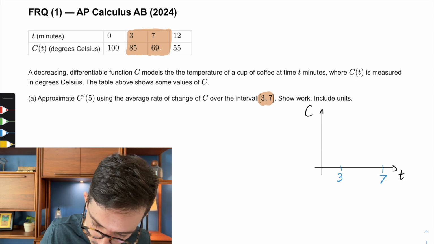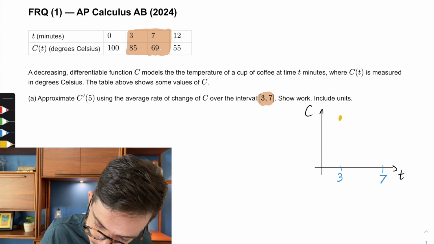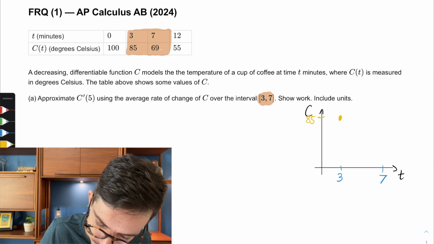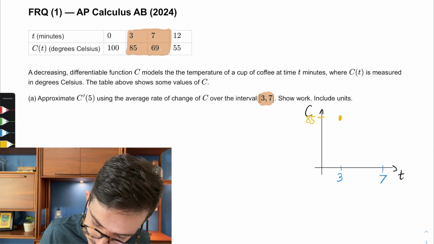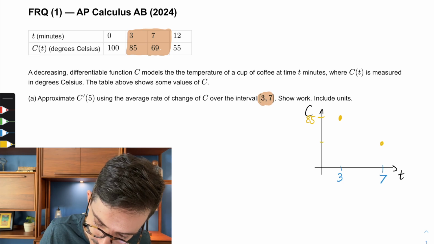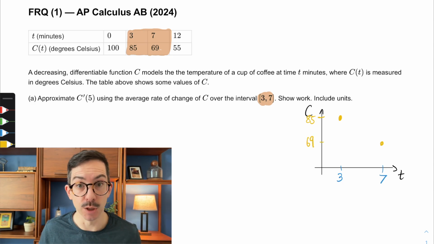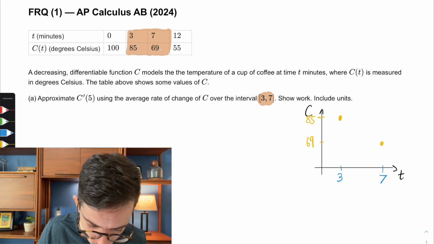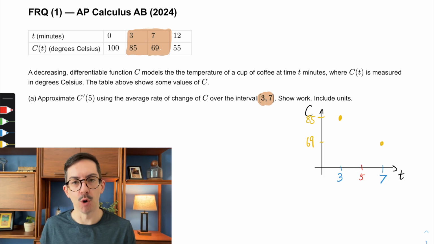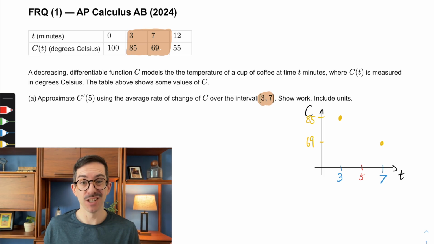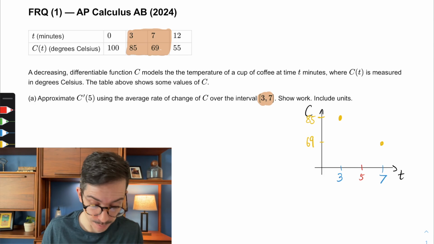So I have one point at t equals 3, and this other point at t equals 7, and the y coordinates are 85 degrees at t equals 3 and 69 degrees Celsius at t equals 7. I want to know what's happening at t equals 5. I'd love to know exactly what the rate of change is, but I don't have enough information. I've only got these 4 data points.